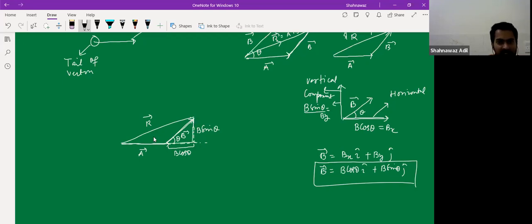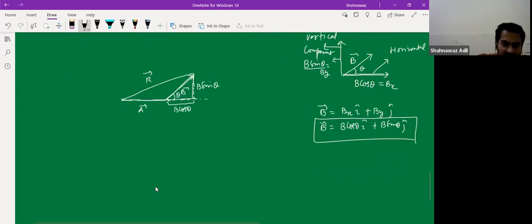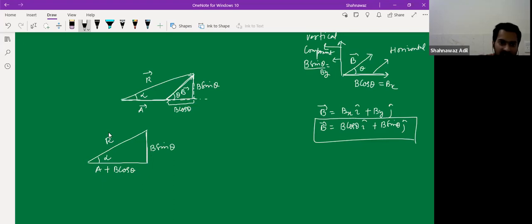Now from the Pythagoras theorem, we can calculate all the values. So let us make the equivalent triangle. Right, so this is A plus B cos theta, this is B sine theta, and this is the resultant. This is the angle between the A vector and the resultant. So first we need to calculate this magnitude, using the Pythagoras theorem.